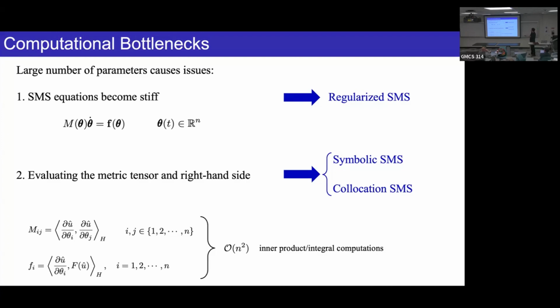The other problem is that evaluating the metric tensor and this right-hand side vector field can be computationally very expensive because it involves computing a lot of inner products over the function space H. If n, the number of parameters, is large, then you have order n squared inner products to compute, and that can be expensive, right? And as you're evolving in time, you have to compute these over and over. So it just becomes computationally difficult. We have come up with 2 remedies for this. One is called symbolic SMS that I'll describe, and another one called collocation SMS.